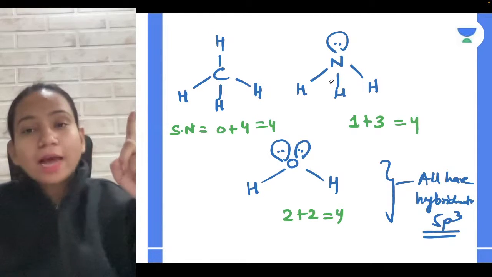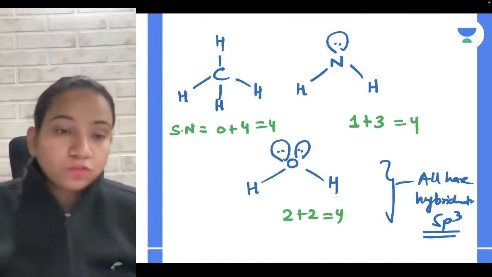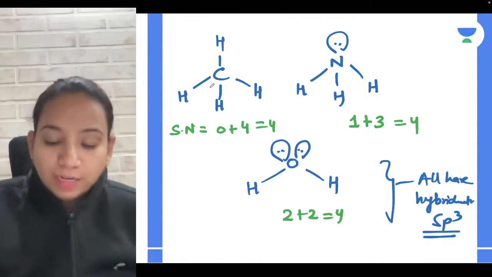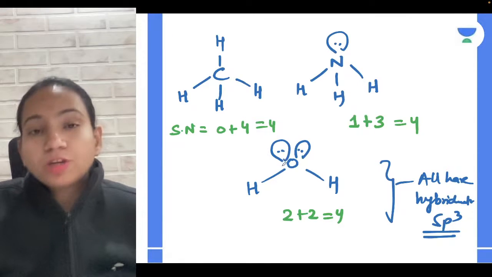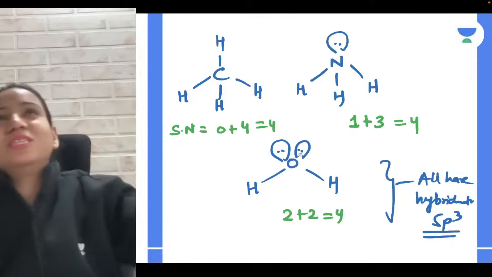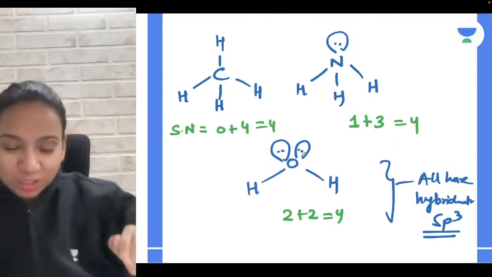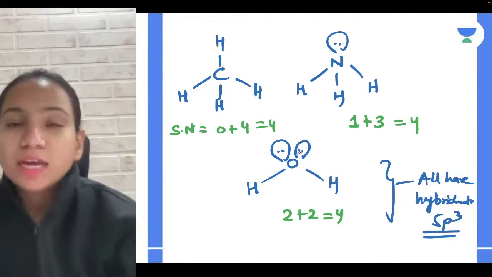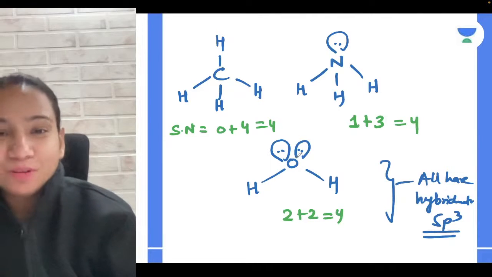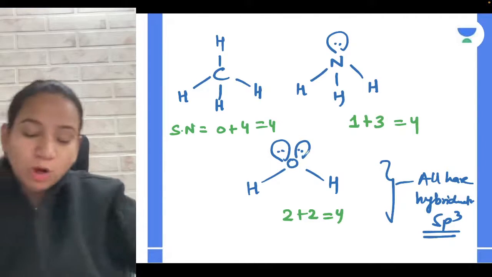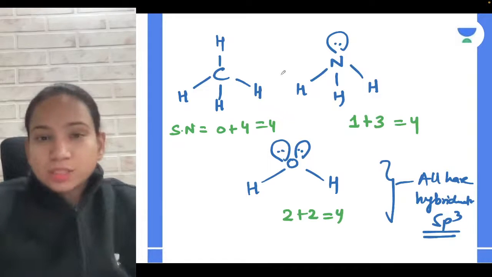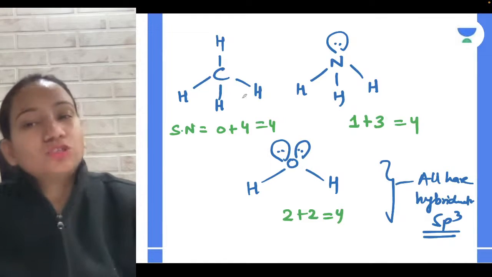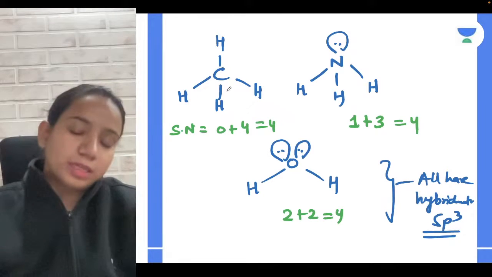How did we get it? First of all, I hope everyone knows how to make the structure. You find the central element: carbon, nitrogen and oxygen here. Hydrogen can never be the central element because hydrogen can make only one bond, and if you keep it in the center, the other atoms will be in the air, not bonded. So if hydrogen is there, the other element is the central element. You take the valence electrons and share them for bonding, and you get the structure.